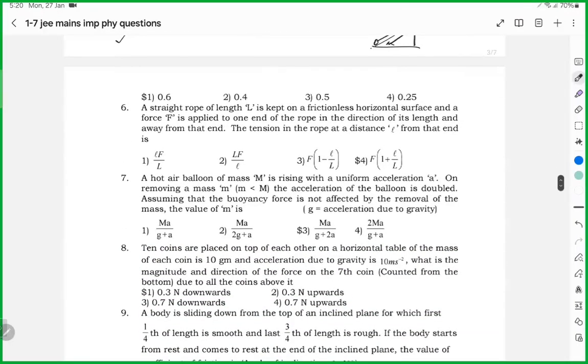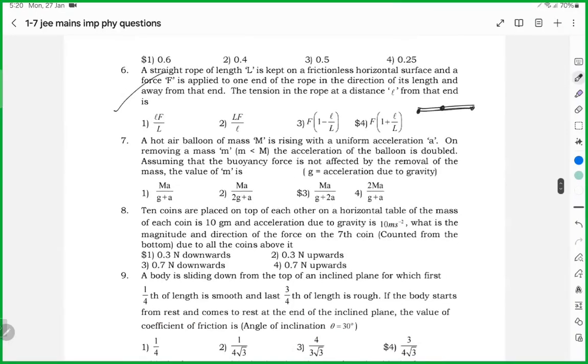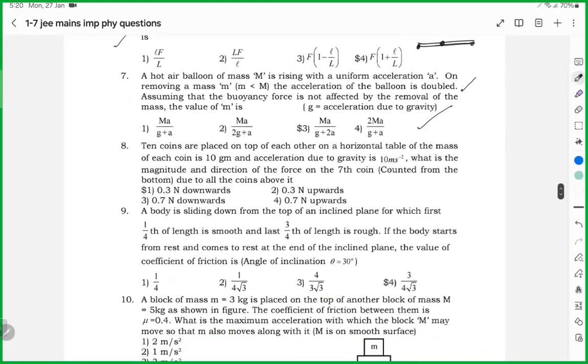Here you have a rope of length L. This is a problem: if it is a massless string, tension at different points is the same. But here it's a rope. It has mass, so tension at different points is different. Based on that, the sixth problem will be there. Here is also a good problem, the balloon problem. On removing some mass, acceleration is doubled. So it is a buoyancy problem, you can do that.